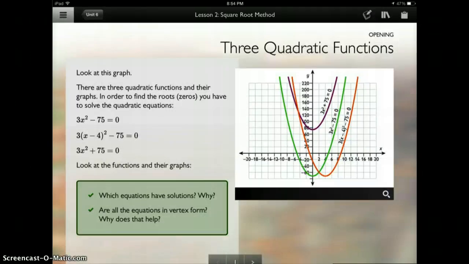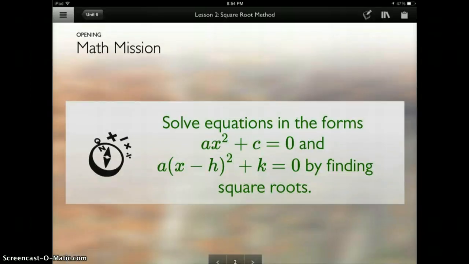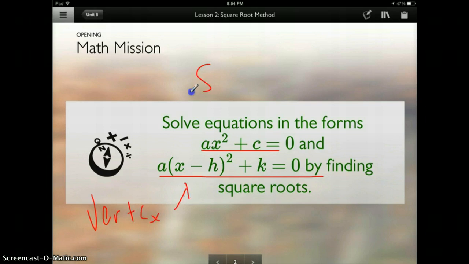Okay, so I'm going to go back to slide 1. I know this is the first slide, but I'm going to go backwards a little bit and start with slide 2. We're going to solve equations in the forms ax squared plus c equals 0. We learned how to graph this already, and this is our vertex form. This is vertex form, and this is standard form, without the b value. That's okay. We're not worried about the b value right now.